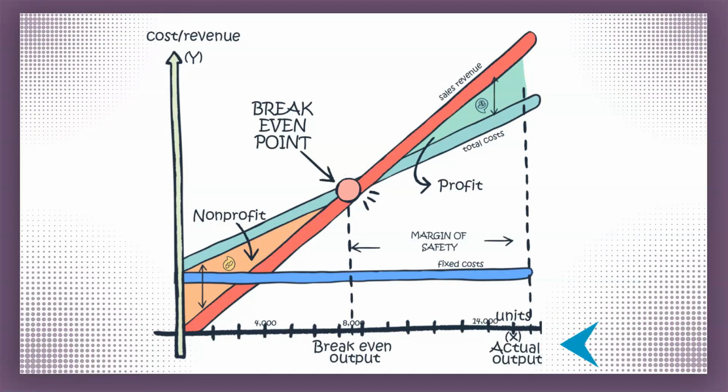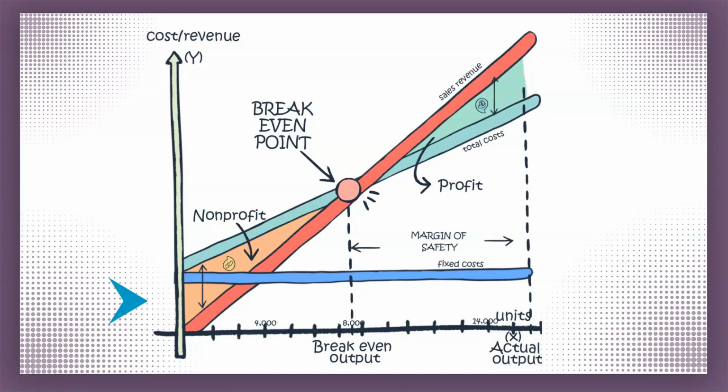So now you can see that anything between the total costs line and the sales revenue line that is over to the right of the break-even point, well, this shows that the business is making a profit. And anything to the left of that important break-even point shows that that business would be making a loss.